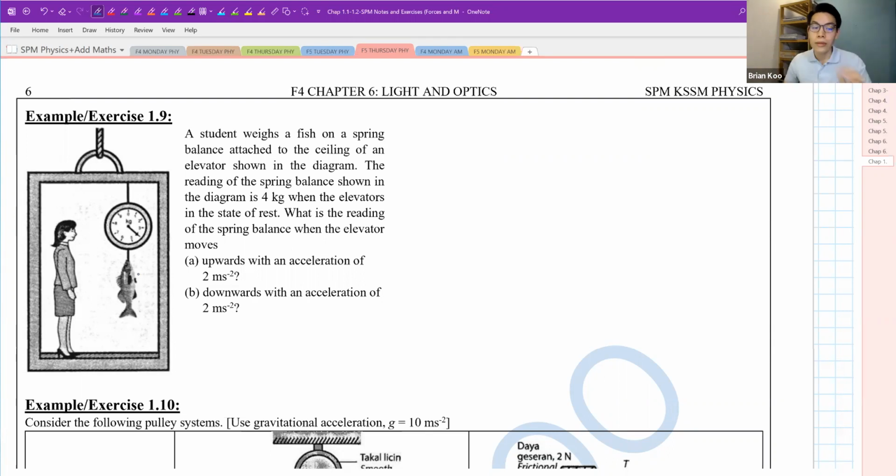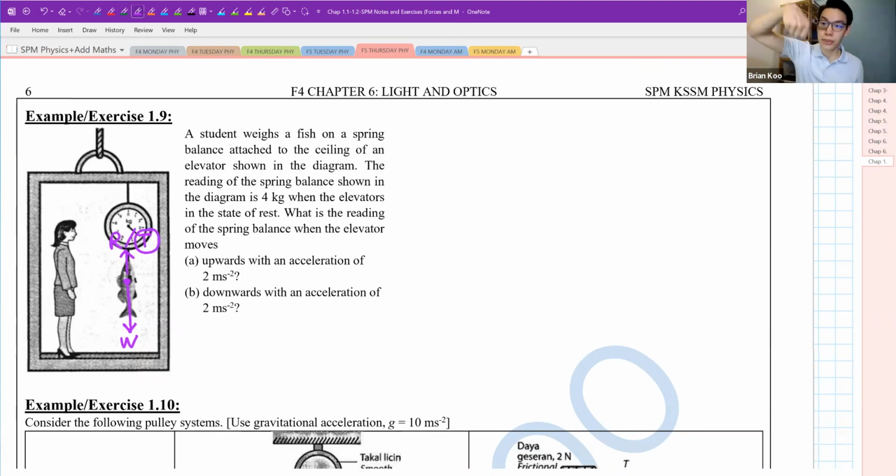So before you can do that, you need to go and write out all your forces. So we're going to draw a free body diagram. Labeling all your forces on an object is called drawing a free body diagram. So you have the weight of the fish. You also have, normally we call this the R, the normal reaction, but can we call this the tension?